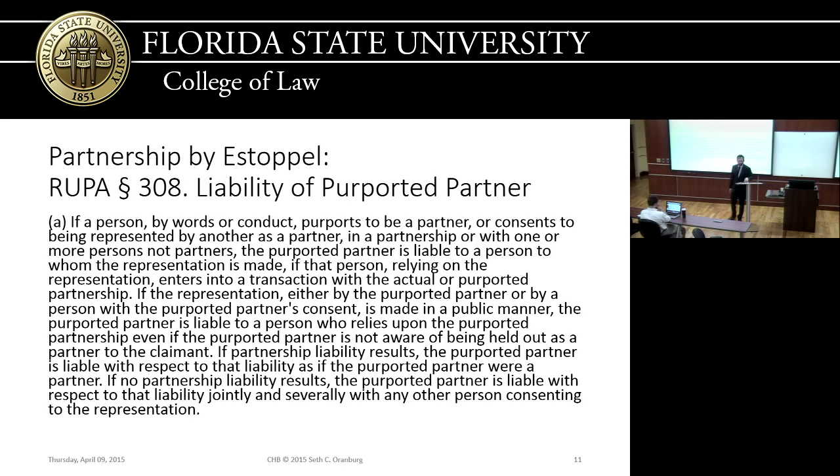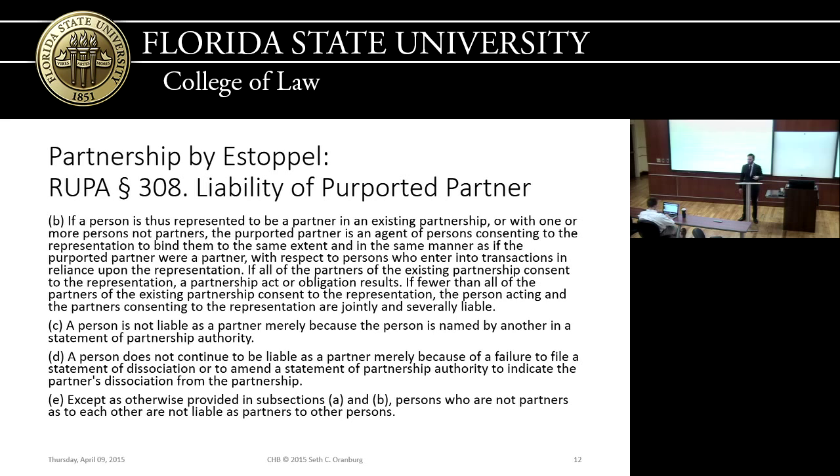This concept of partnership by estoppel is covered in RUPA 308, which talks about liability of a purported partner, which is a very similar concept. The idea here is a person is not really a partner, but we are going to hold them to the liability of a partner. Why? Well, it is meant to protect people who rely on those representations of partnership. So even if the partnership was not actually formed, under our rules of construction, we have our stopgap with our estoppel concept.